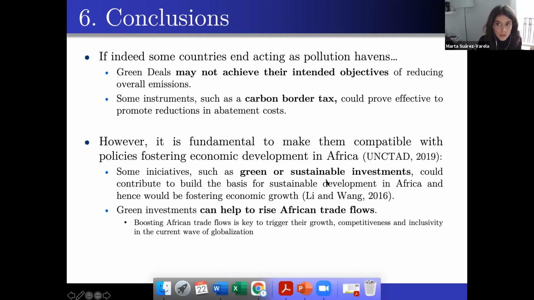However, we are talking about Africa, which is a developing region, and we cannot forget that it is fundamental to make those policies also compatible with policies fostering economic growth and development in developing countries, and particularly in Africa. For example, some initiatives such as promoting green or sustainable investments in Africa could make both these objectives compatible, and also fulfill another objective, which is to raise African trade flows. Because in the current wave of globalization, we know that Africa has been somehow excluded. So it is very important to try to trigger growth, competitiveness, and also inclusivity of this region in the current wave of globalization. And that is everything.